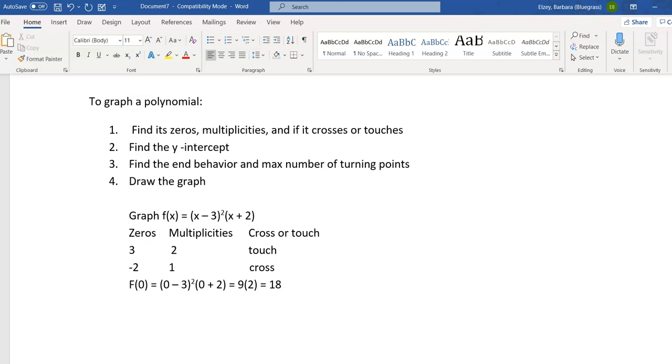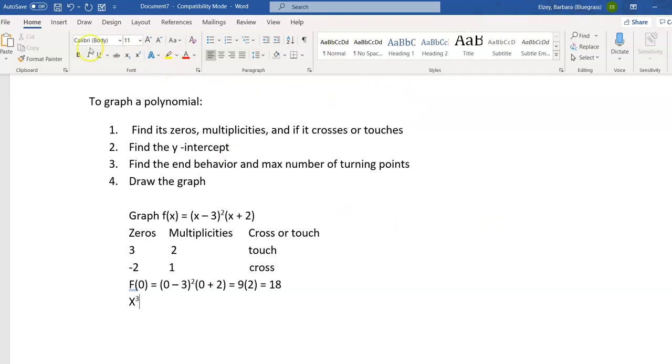Find the end behavior and the maximum number of turning points. Now remember, to find the end behavior, we want to think of what things are multiplied out. We've got an x squared and an x to the first. And adding those together, that's going to give us x to the third. So our leading term is going to end up being x to the third. And of course, that has end behavior like x to the third.